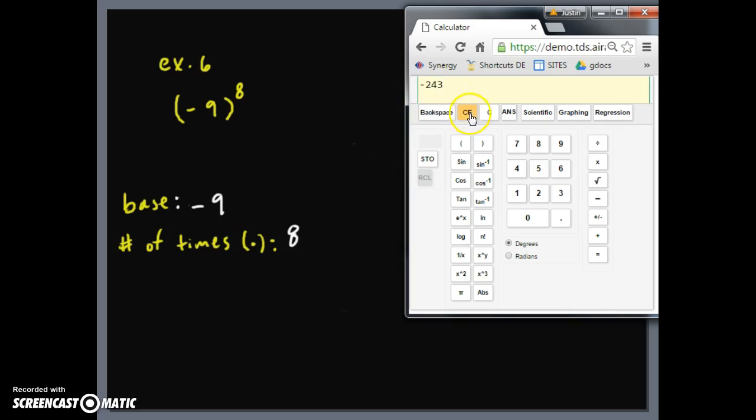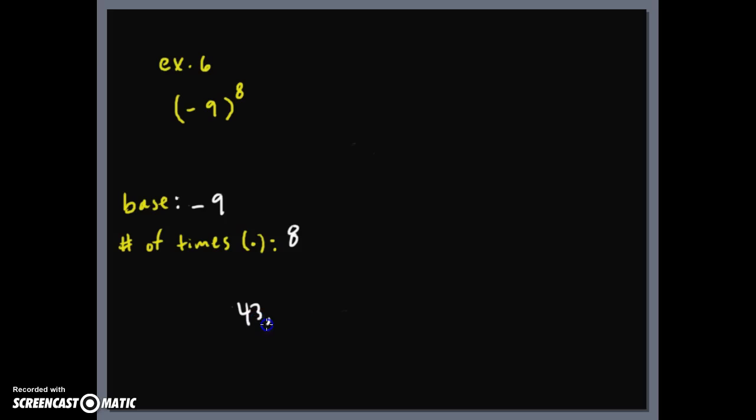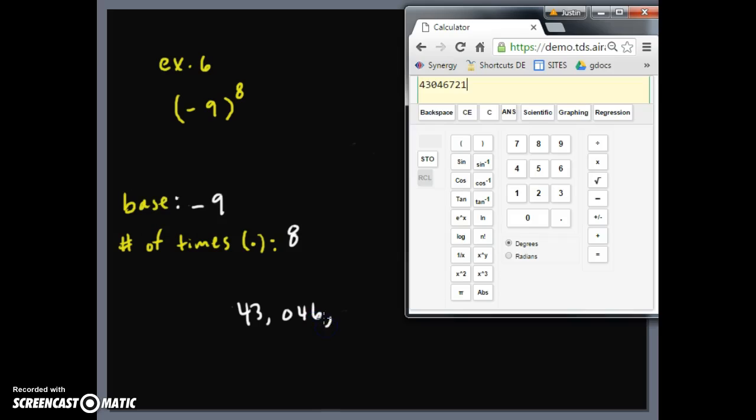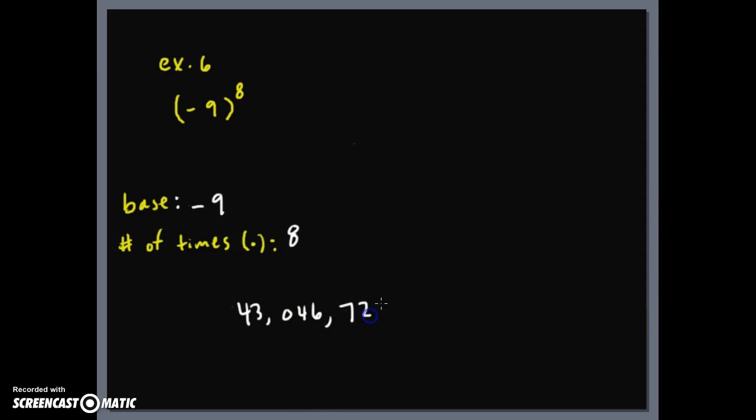So I'm going to go ahead and use the calculator to do that. And I'm going to put it in parentheses. That way the calculator knows the negative is included. And we're going to use the x to the y button to open up the power. And it's the 8th power, so we're going to use 8. Hit enter. And you can see that we get this number, which is, let's see, ones, tens, hundreds, thousands, 10,000s, 100,000s, millions, 10 millions. So we've got 43 million and 46,721 is our answer, right?